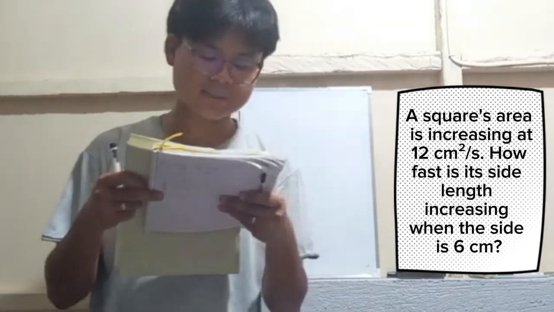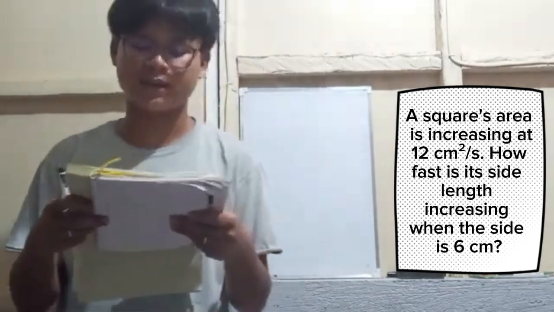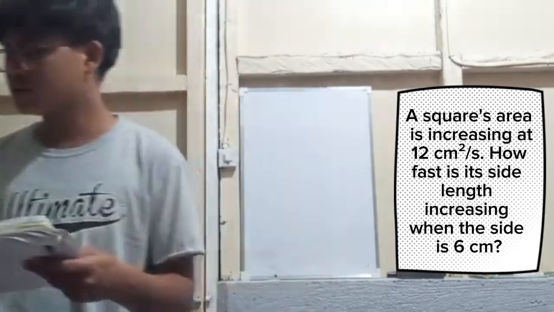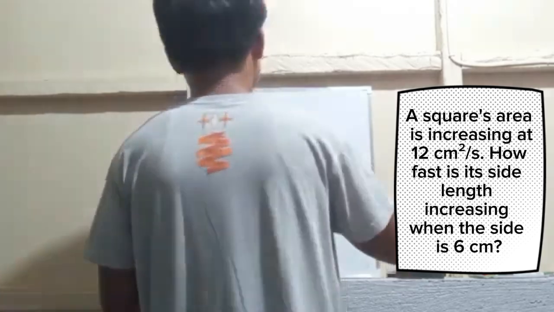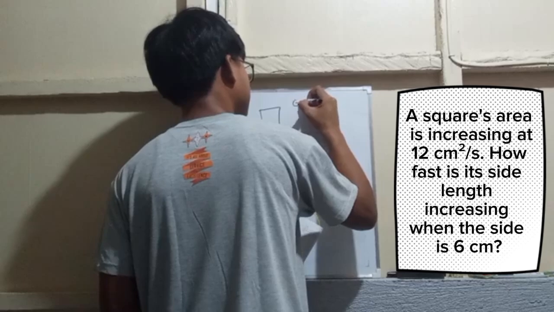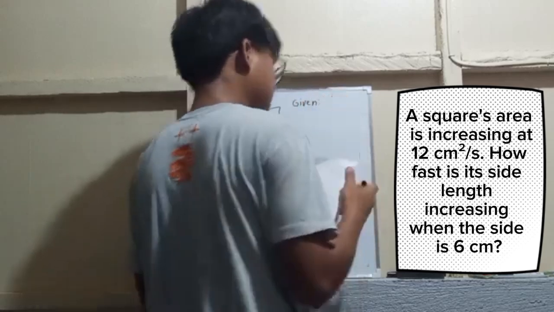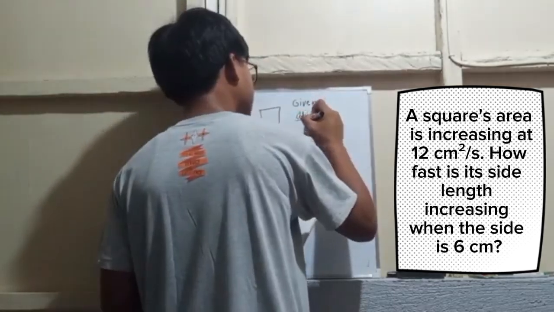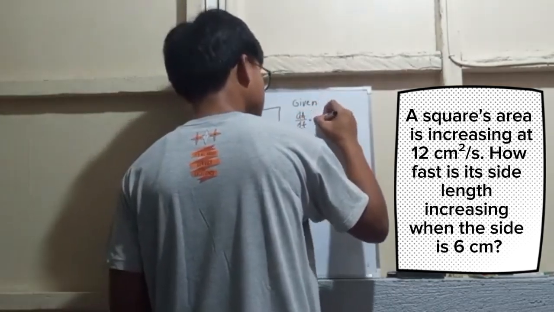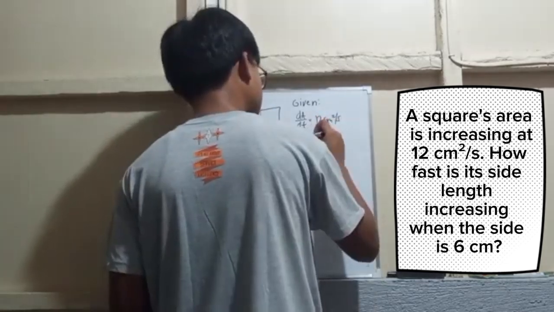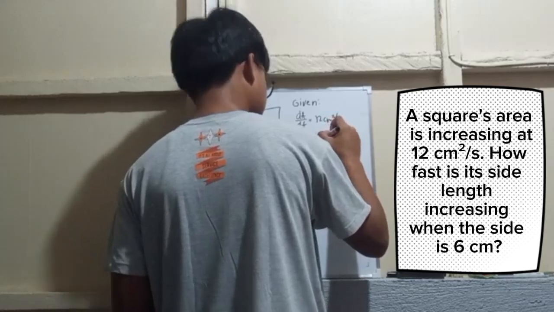So we'll proceed to the next problem. A square's area is increasing at 12 centimeters squared per second. How fast is its side length increasing when the side is 6 centimeters? So we'll draw a square as based on the problem, and we'll identify the given in the problem. So the rate of the area of the square is equal to 12 centimeters squared per second, and the side length is equal to 6 centimeters.